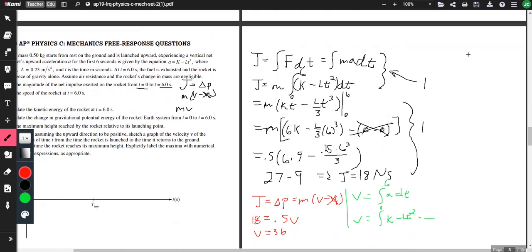I already know what the speed is at 6 seconds. So what I'm going to do is K equals 1 half mv squared. 1 half of 0.5 times 36 squared. So that's actually kind of 36 squared divided by 4, which is really just 324 joules.